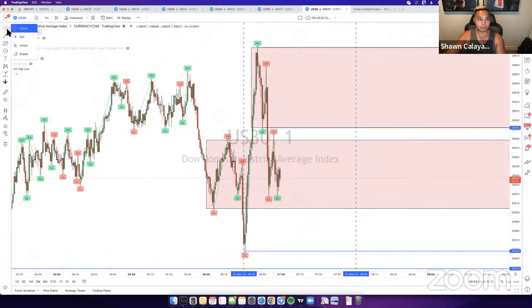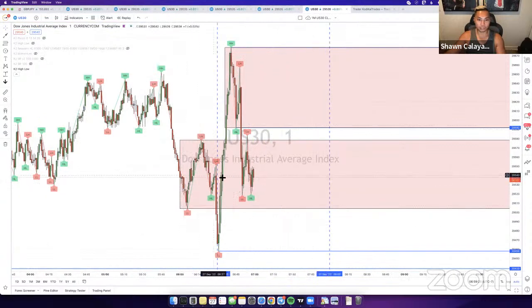And so here's the clean chart. Look where price is back at. It's back at where the original range was, right? So this right here was a fake out. This right here was basically a fake out as well. And then it just came right back down.